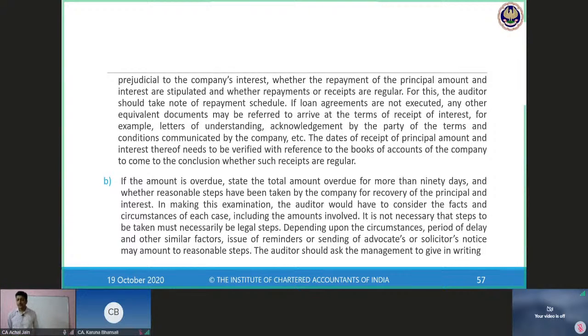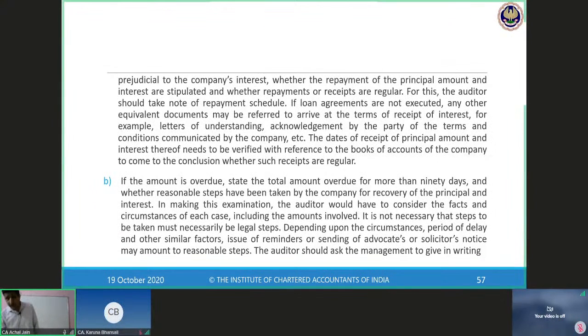For this, the auditor should take note of the repayment schedule. If the loan agreements are not executed, any other equivalent documents may be referred to in respect of all of these documentation which the auditor will be required to check. The dates of receipts of principal amount and interest thereof need to be verified with reference to the books of accounts. So this is all about the procedures which the auditor can perform in relation to checking the underlying documents.